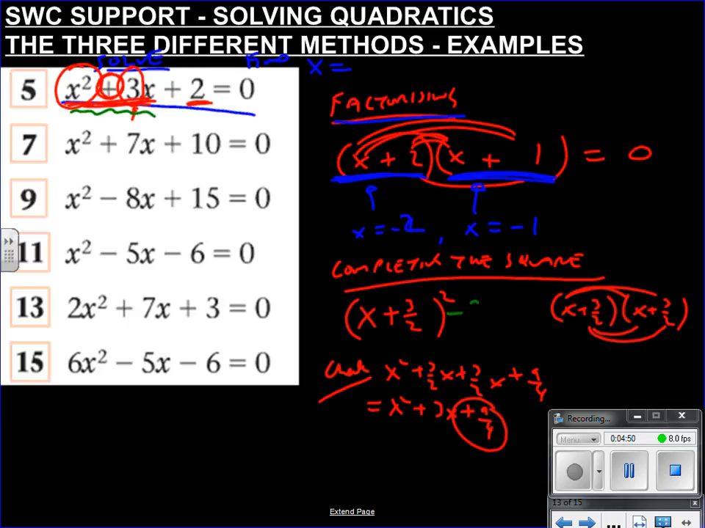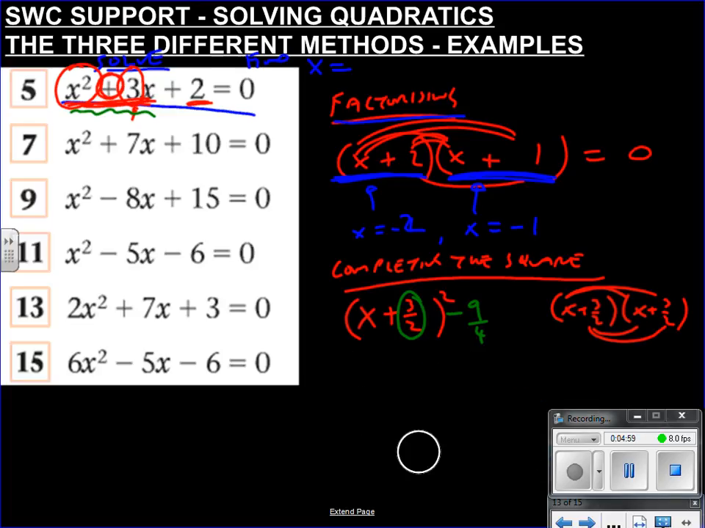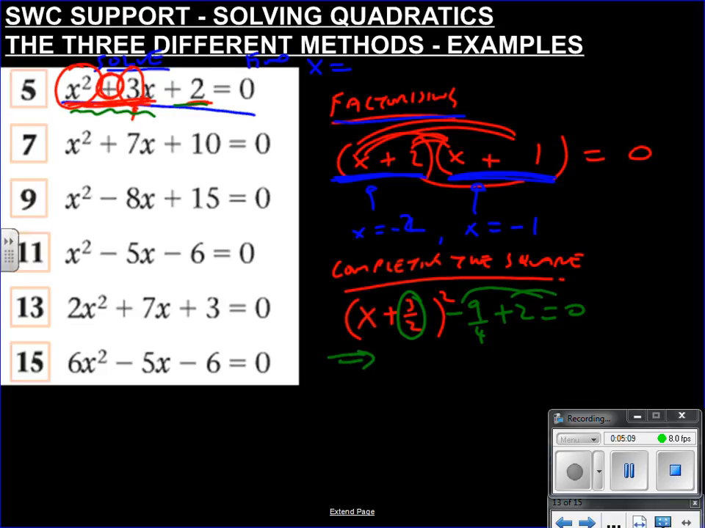So that's why I subtract. Always subtract whatever that number is squared. That's why, okay? That's why we do that. And now you've still got the plus 2 in here. So plus 2 equals 0, okay? We're trying to get x equals, remember. So all the numbers will go to the right. So if I've got minus 9 over 4, now I've got plus 9 over 4. If I've got plus 2, I've got minus 2.